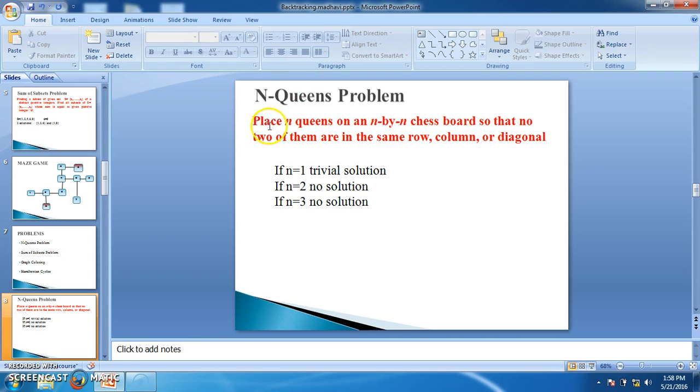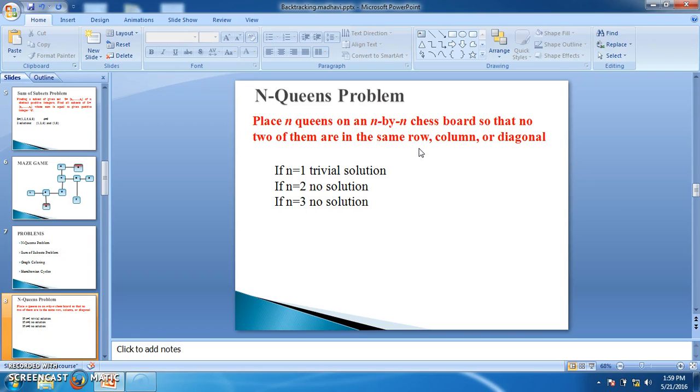The problem is, place n queens on an n by n chessboard so that no two of the queens are in the same row, column or diagonal. So in this way, we need to place the queens.